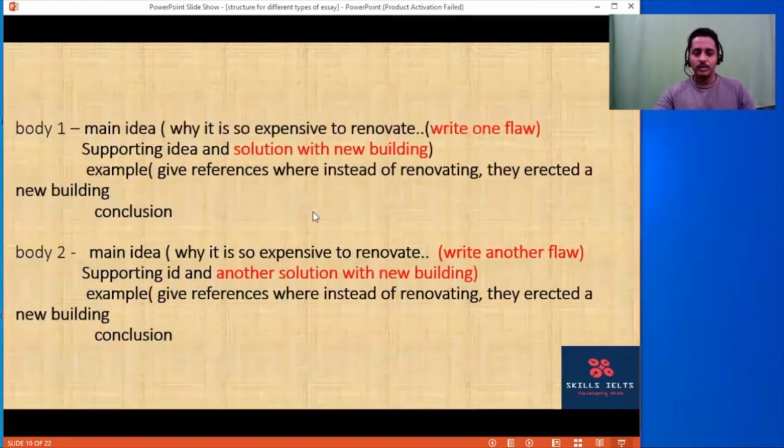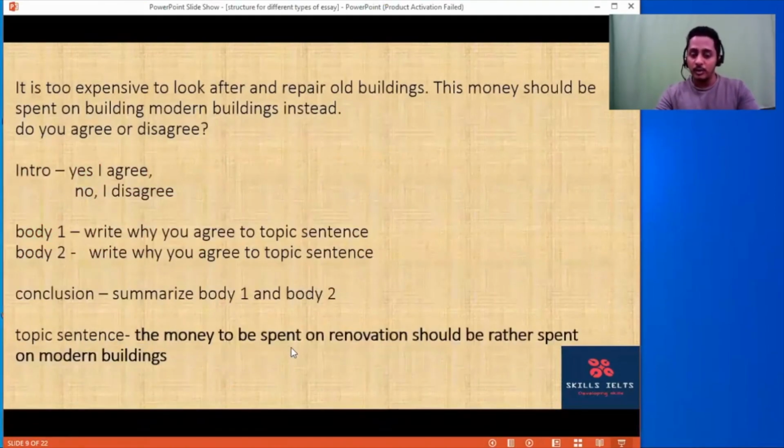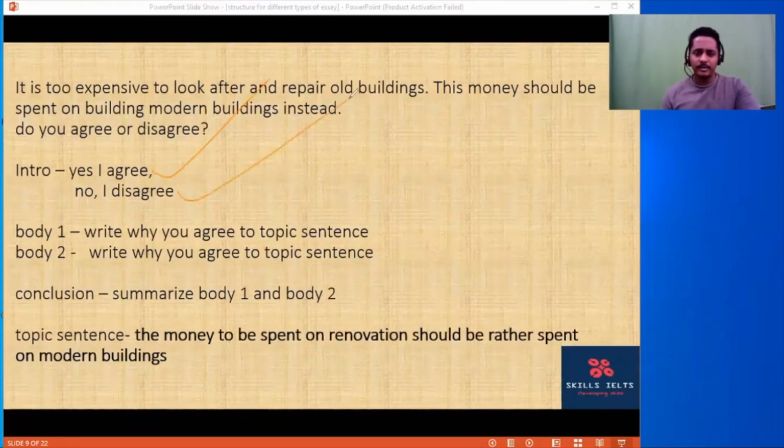See, I'm just showing you a part of it. You have both the options here. You can say, yes, I totally agree. Or you say, no, I don't agree because it is actually not expensive. In that way, you have to write. You can't say old buildings reflect our culture, our tradition, zero mark again. Are you getting it?